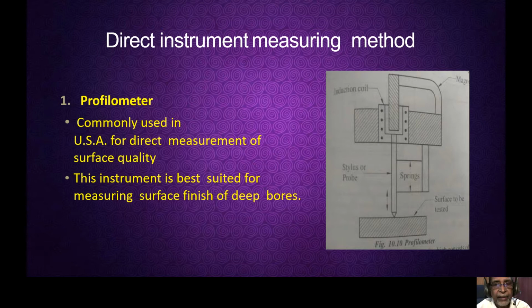So this is a diagram of a profilometer. Here you can see a stylus or a probe. It is set up over a surface. This stylus consists of a spring. The spring always tries to move it down so that it is always in touch with the surface. By moving this, we can find out how rough or how smooth the surface is.